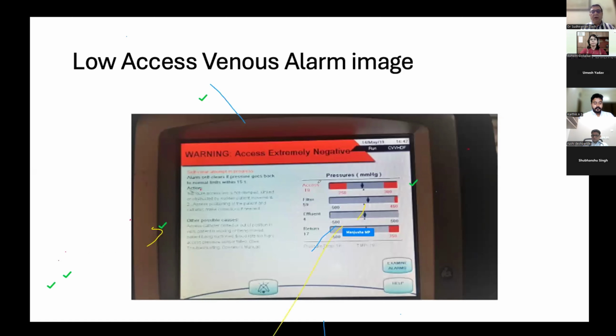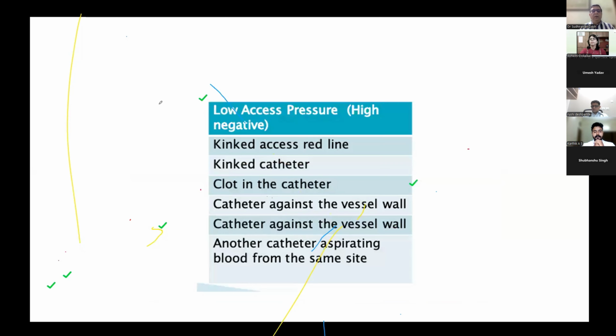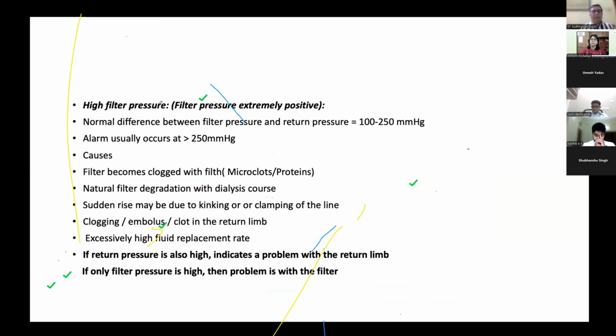So you can see here the -250 to 250, it is the set goal, and it has crossed this 250. It is almost minus 19 beyond 250. That indicates the access pressure is very low, and that something has happened in the access circuit itself. So you have to rectify that. This is the same thing which I have spoken about.